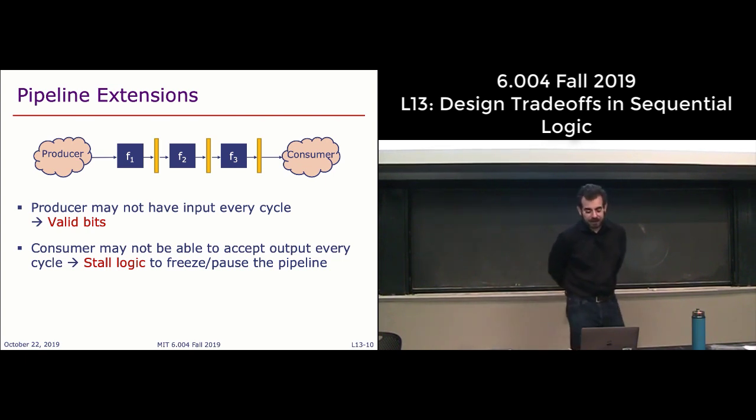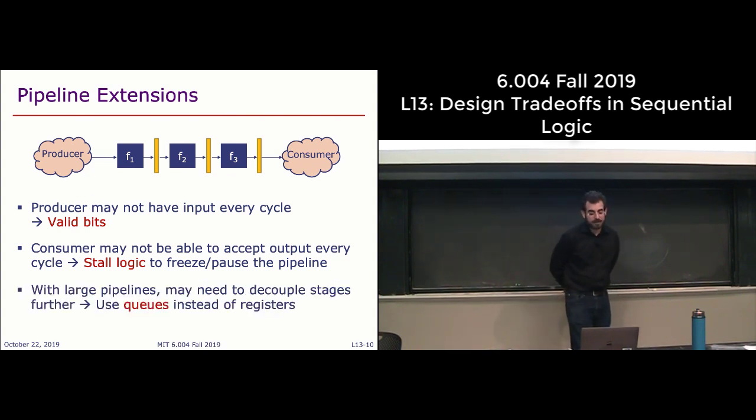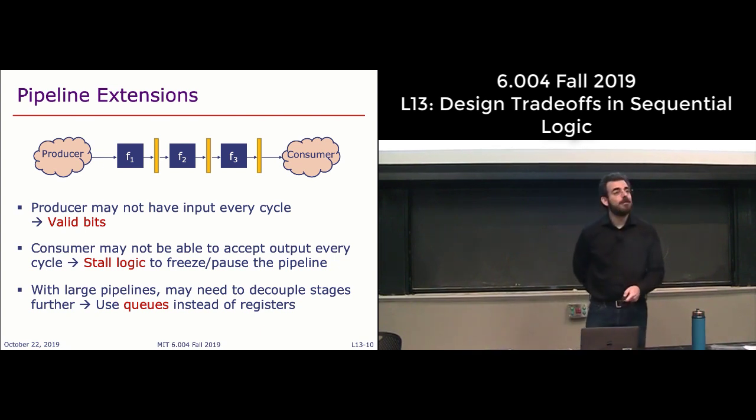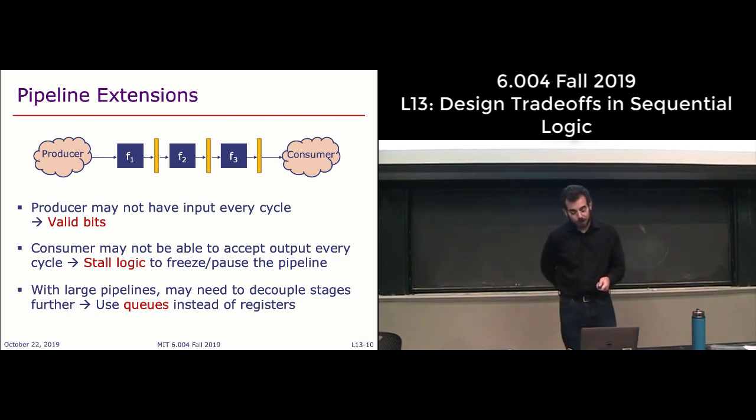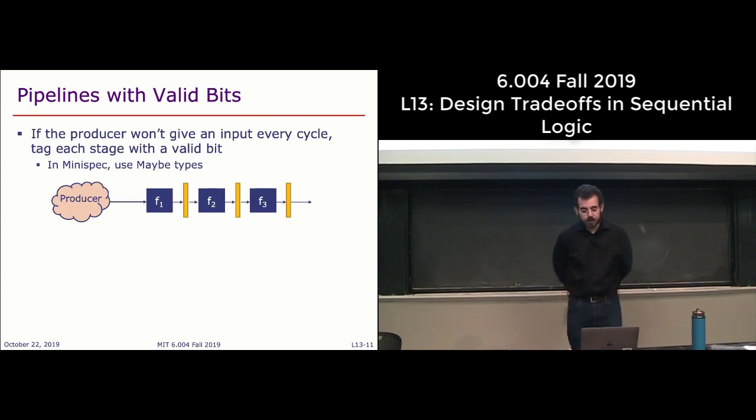And so in this case, what we need to do is pause the pipeline, or freeze the pipeline. And to do that, we'll add stalling logic. Finally, there's this detail that will be very useful in the design project, although not quite at this point. In lab 5, you won't get to use this last bit, which is that if you have a very large pipeline, you actually need some more flexible control. And so we'll see how to get that flexibility by using queues instead of registers.